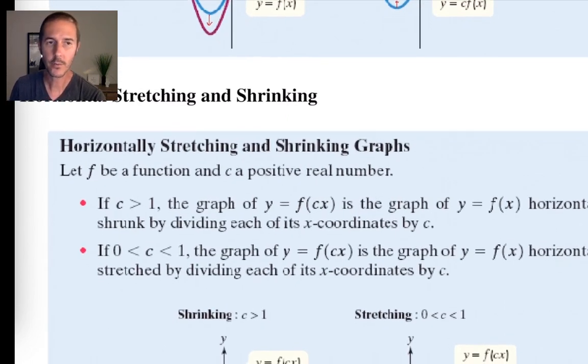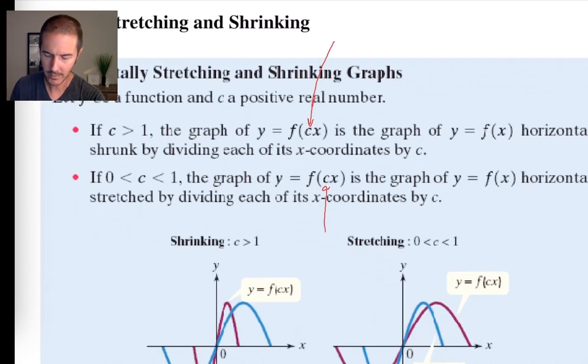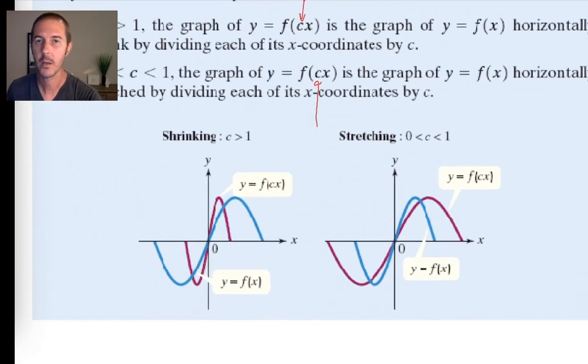A horizontal stretch or shrink, look where our c value is this time. Now our c value is inside the function. It's right next to that x value. So obviously, I hope obviously, our c value is modifying our x values. Whether it's a horizontal stretch or a horizontal shrink, the c value is multiplying inside our function, and as was the case when we were adding or subtracting inside the function, it's counterintuitive.